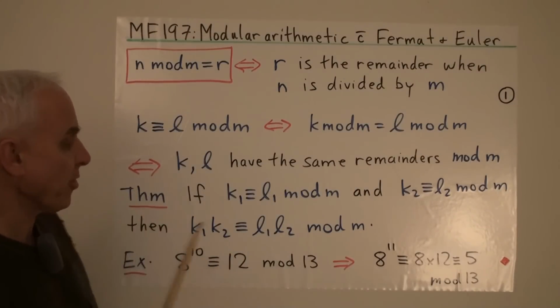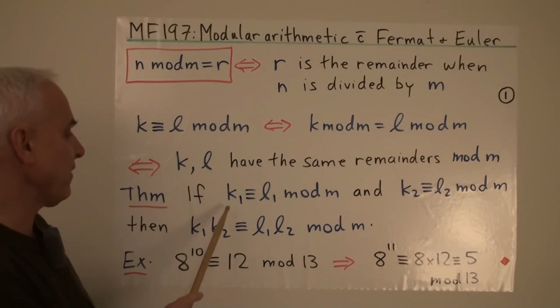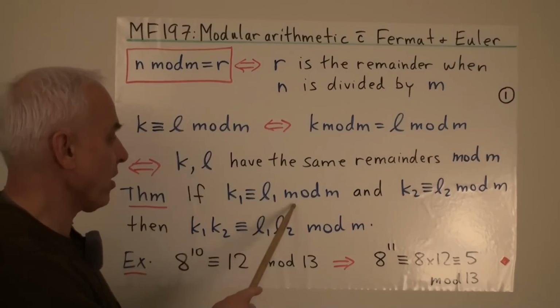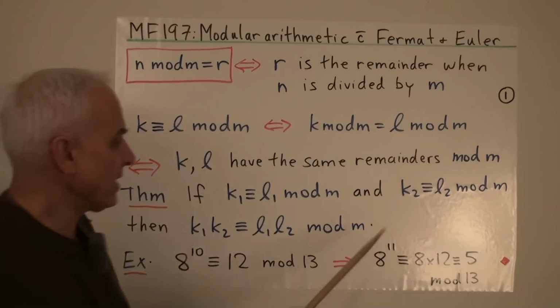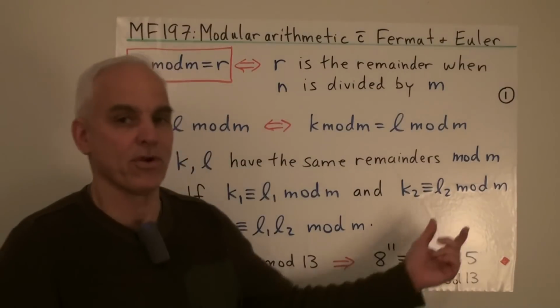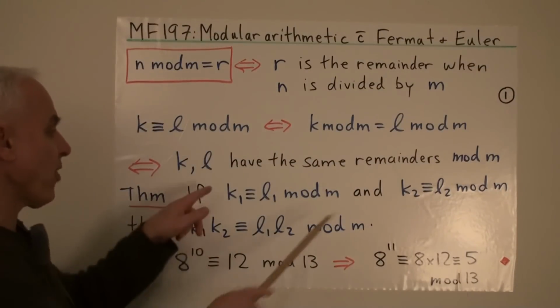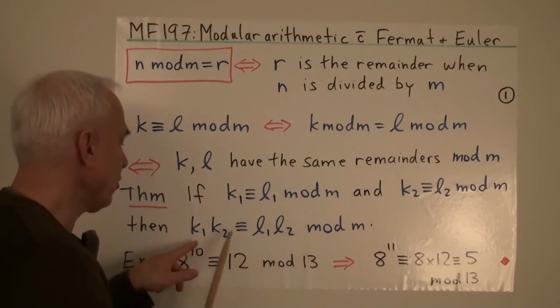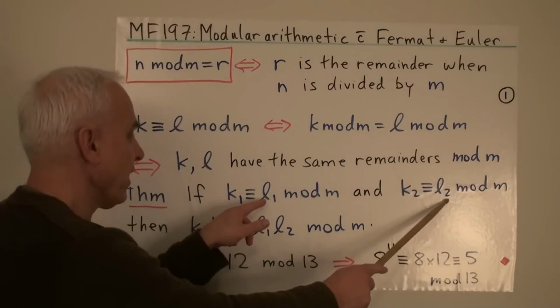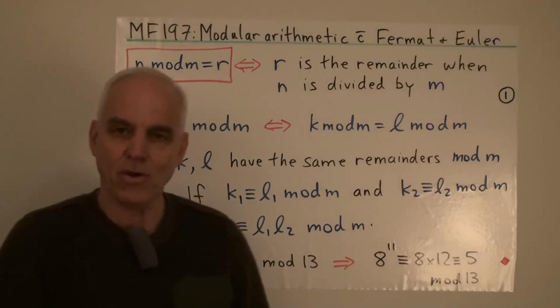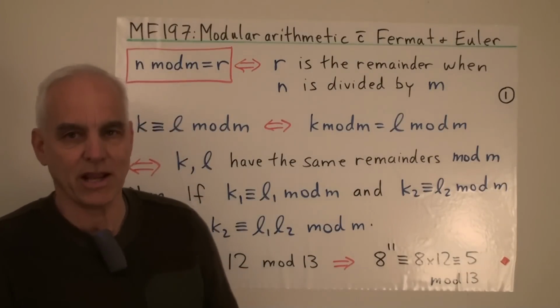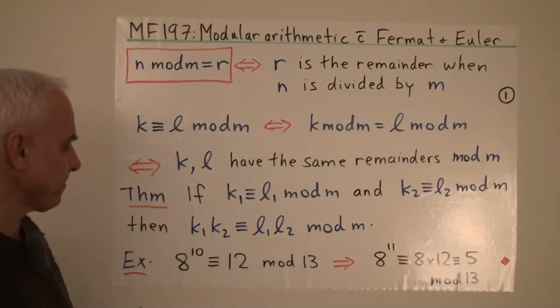And then we had this theorem that I stated, which was that if two numbers k1 and L1 are congruent mod m, in other words, have this property, and k2 and L2 are also congruent mod m, then the product of k1 and k2 is congruent to the product of L1 and L2. So arithmetic mod m works very much like ordinary arithmetic.